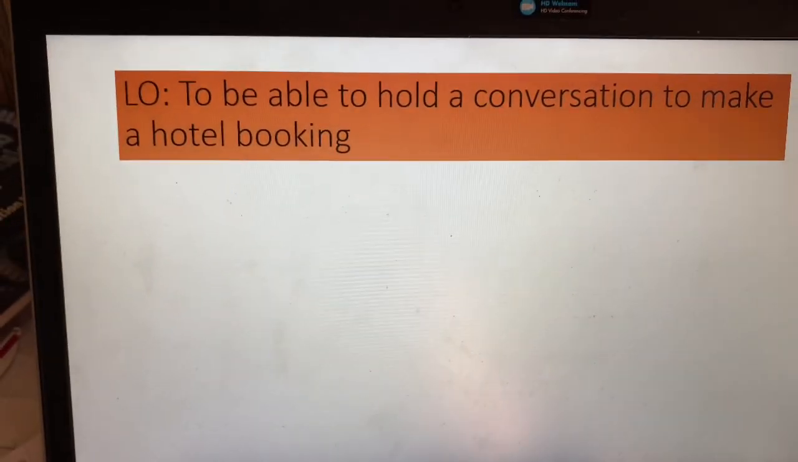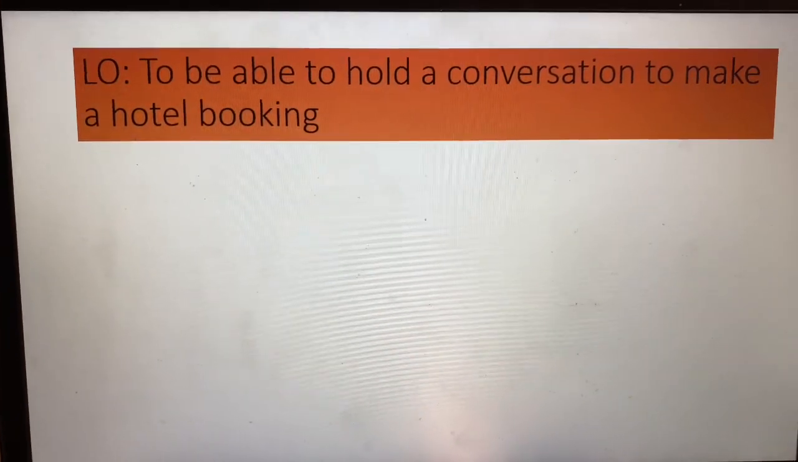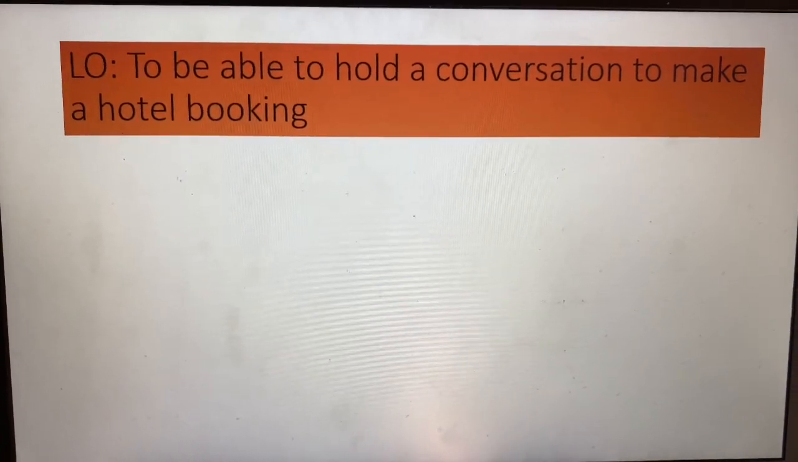Hi Year 9, so if you remember, before school closed we were working on how to buy train tickets in German, and you put together your role plays which you performed to the class. So today we are moving on to booking a hotel room. Your learning objective is to be able to hold a conversation to make a hotel booking.